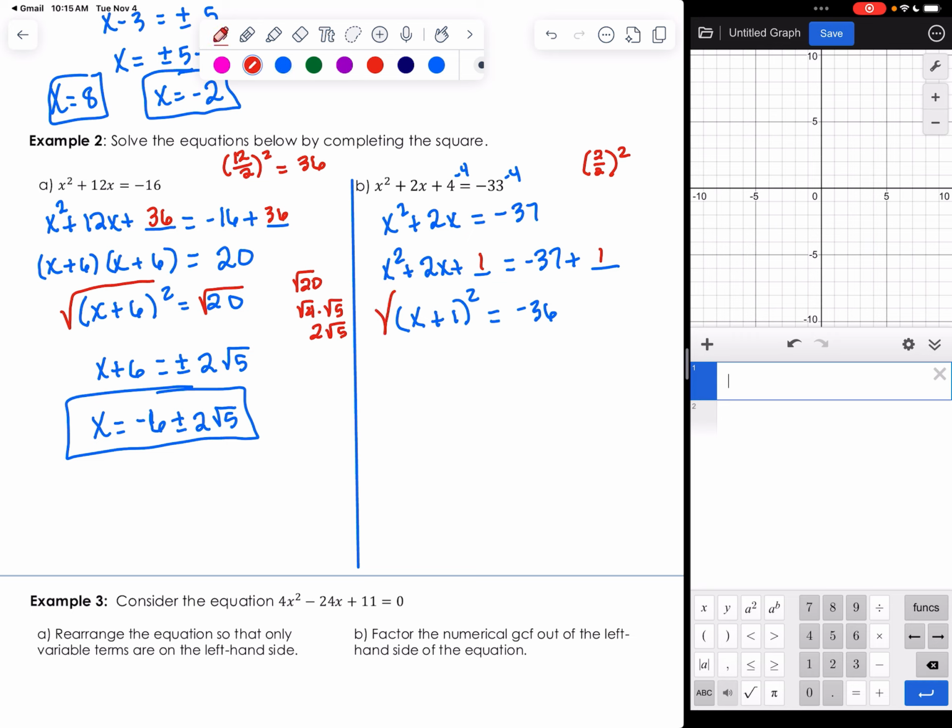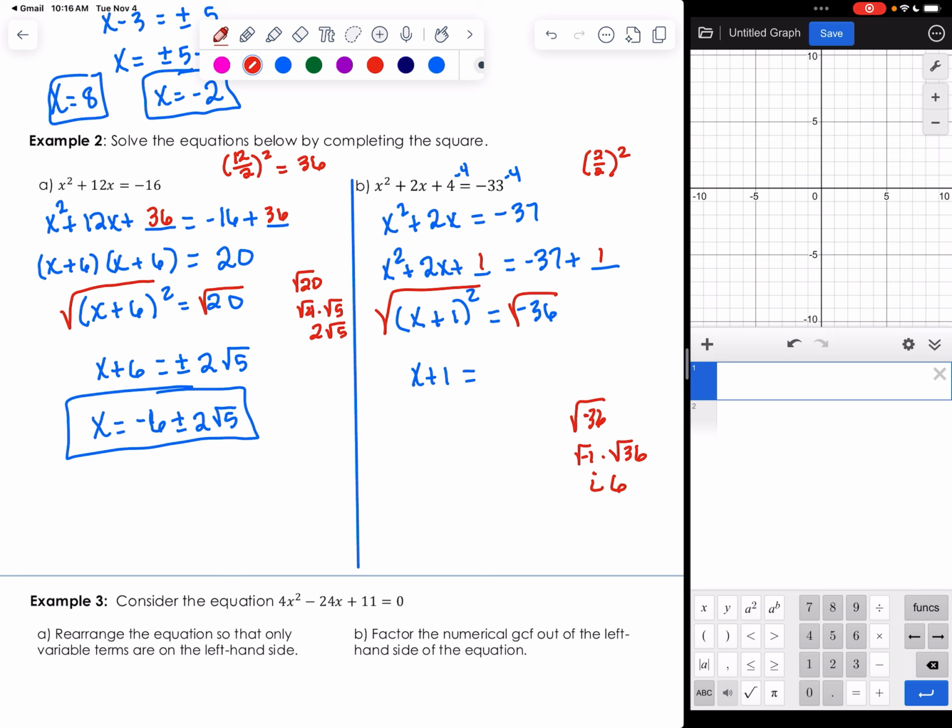Now we'll solve this using our square root property. So the square root of (x plus 1) squared is x plus 1. Now the square root of negative 36. Now hopefully you've already learned how to simplify complex numbers. If you haven't, you may need to go back and review that. And so the square root of negative 36 is the same thing as square root of negative 1 times square root of positive 36. And the square root of negative 1 is defined as i, and the square root of 36 is 6.